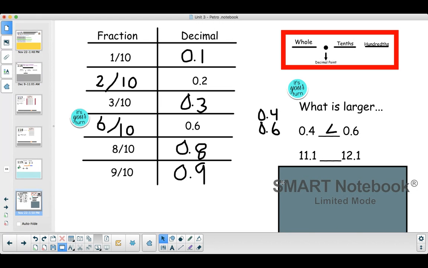Try this one. 11 and 1/10 and 12 and 1/10. Which one is greater? If you said 12 and 1/10, you are correct. Again, if you were to stack these numbers vertically, you would notice that the tens place is the same. Both numbers have a 1 in the tens place. When you move on to the ones place, you see that the 2 is greater than the 1, so you know that 12 and 1/10 is greater than 11 and 1/10.